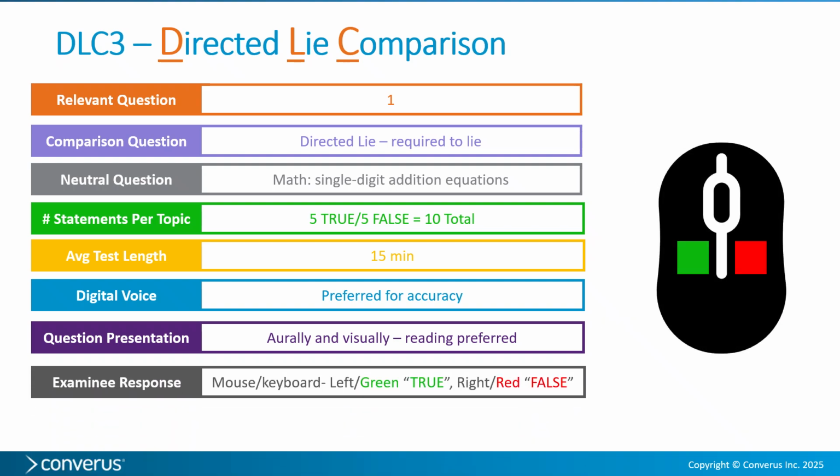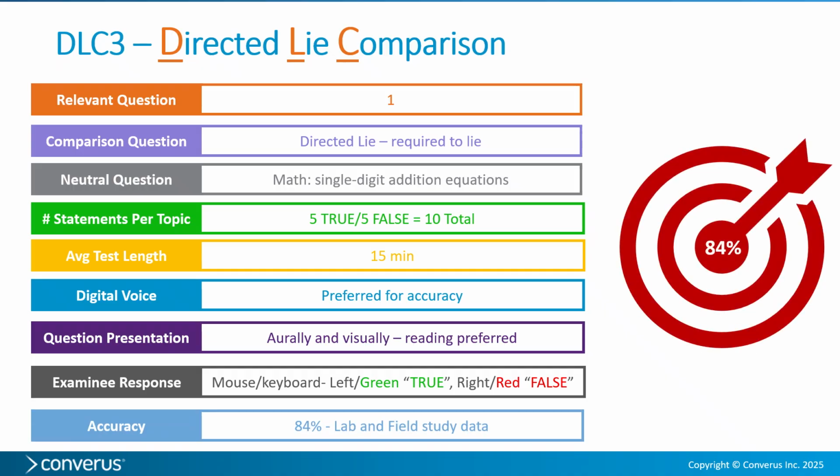Like MCT, the examinee responds to test questions by clicking the mouse or the keyboard, left green buttons for true, and right red buttons for false. And the accuracy of the DLC3 protocol is around 84%.